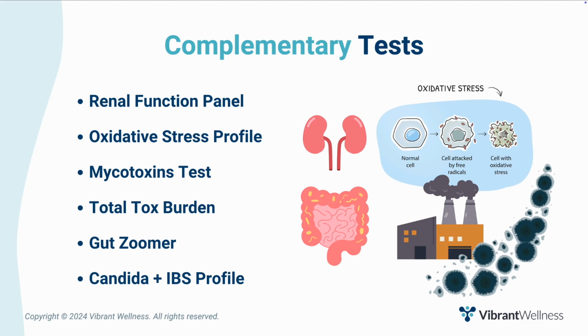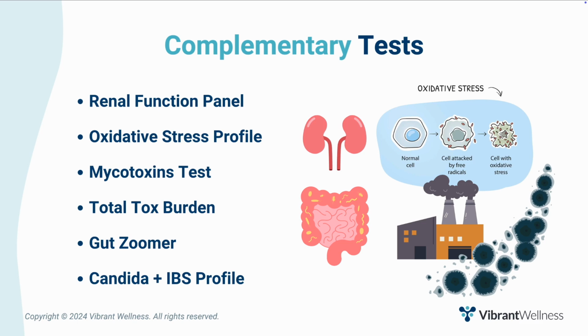In addition to the UTI Zoomer, consider the renal function panel, which evaluates kidney function, providing essential insights into potential kidney damage that may result from chronic UTIs or other urinary system disorders. Also, the oxidative stress profile, which measures markers of oxidative damage which can be elevated in patients with chronic infections and provides a broader picture of the patient's overall health.